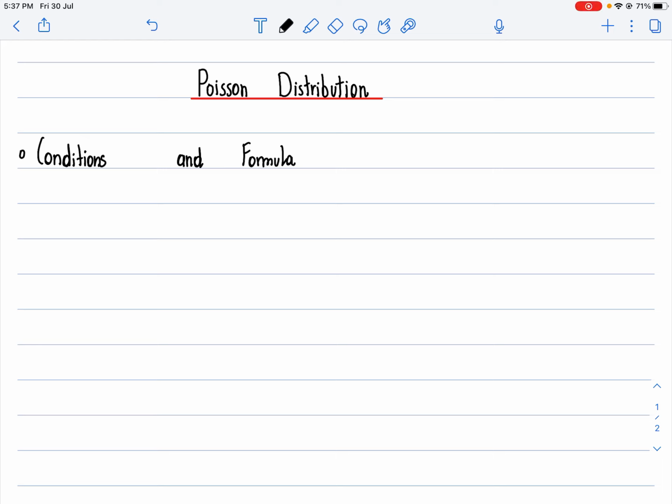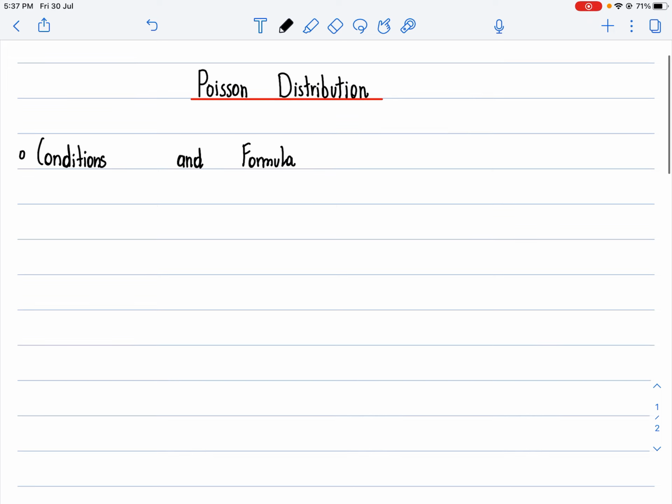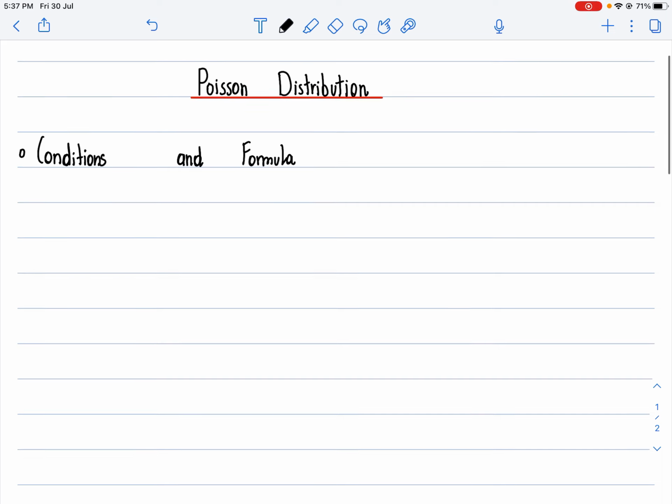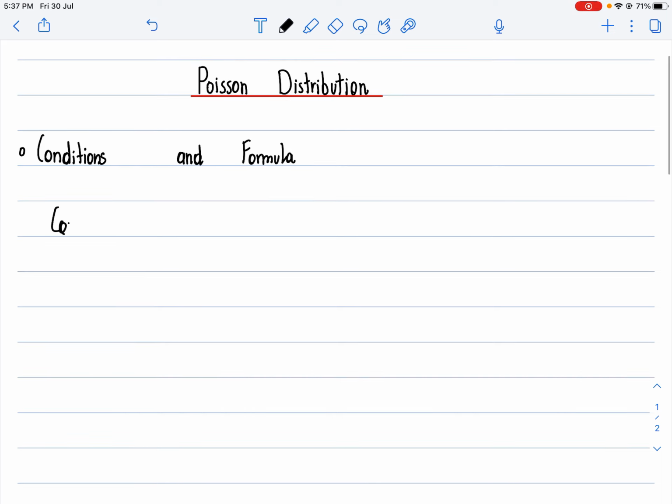Today we'll be doing the concept of the conditions and formula of the Poisson distribution. Basically, let's start with the conditions, because that's really simple. It's basic theory. When can we use something like the Poisson distribution?